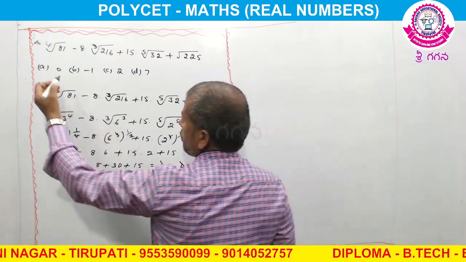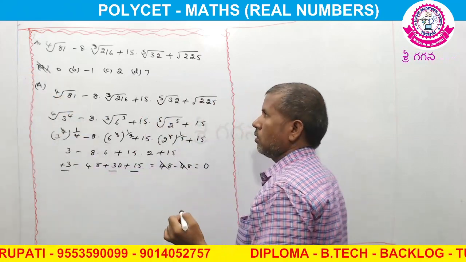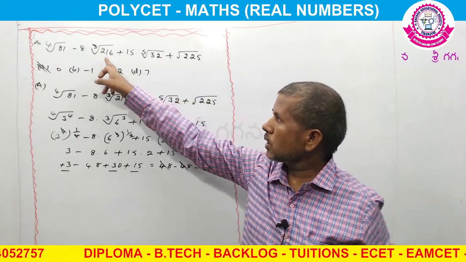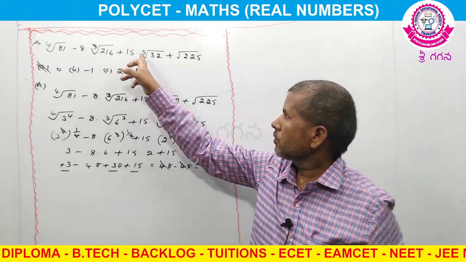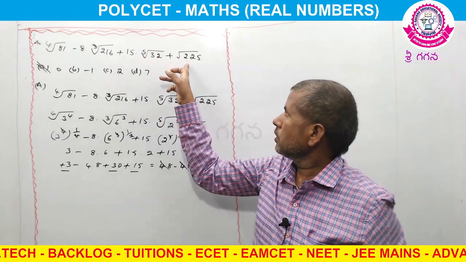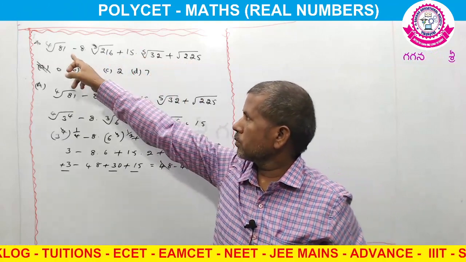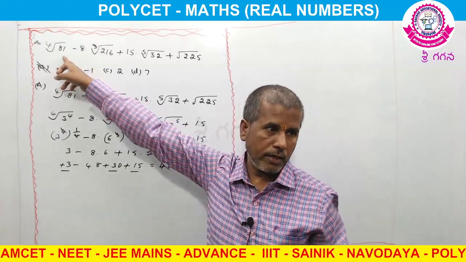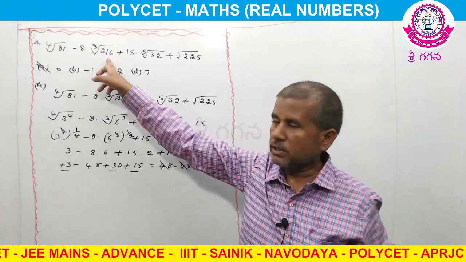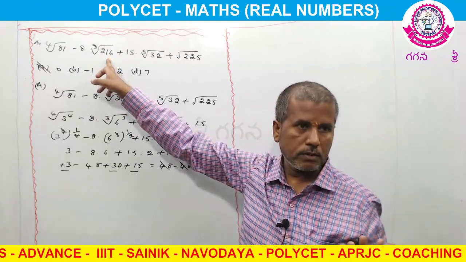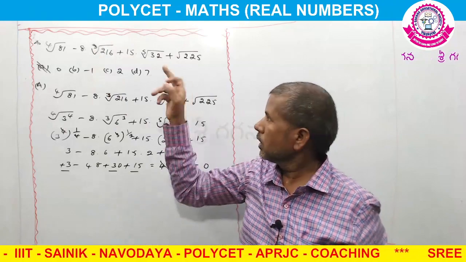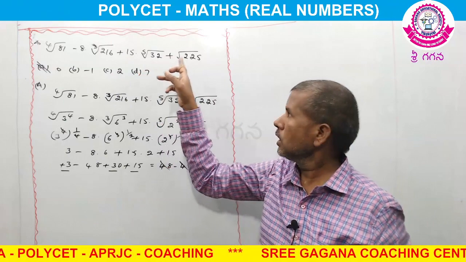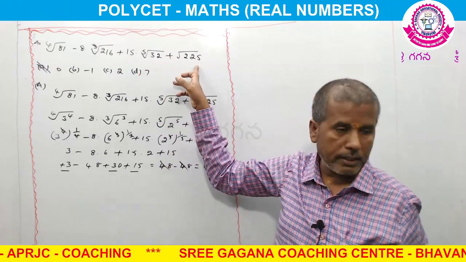0 is the answer. First one, A is the answer. So given the fourth root of 81 minus 8 into the cube root of 216 plus 15 into the fifth root of 32 plus the root of 225. For the fourth root, which same numbers multiplied give 81? That is the value. Next, for the cube root, which 3 numbers multiplied give 216? That is the value. Next, for the fifth root, which 5 numbers multiplied give 32? That is the answer. So the root value we know already, fundamental.